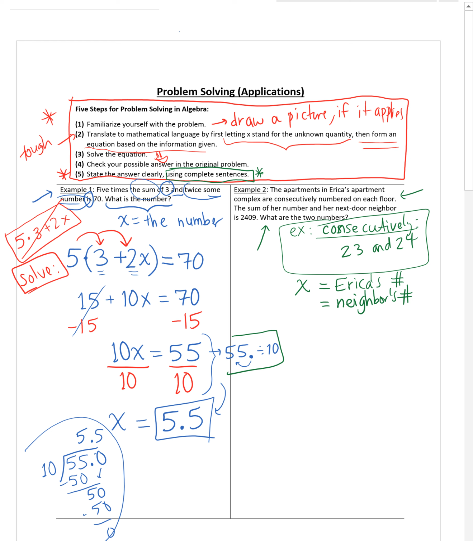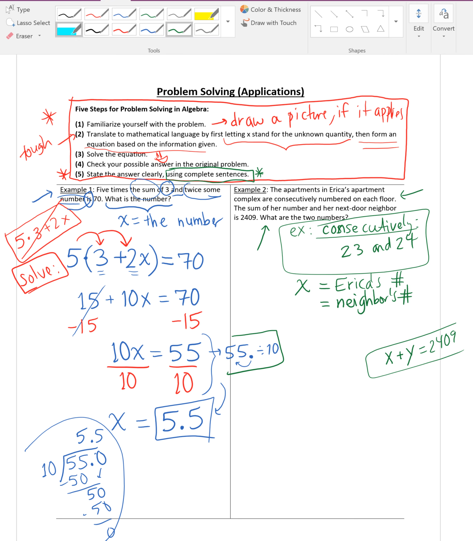Or your favorite variable, whatever you want. Maybe E for Erica, whatever. Okay, if Erica's number is x, what's her neighbor's number? At this point, I would not want to introduce a new variable. If I called the neighbor's number y, that wouldn't really help, because the equation we're going to get is the sum of her number and the neighbor's number is 2409. But how am I going to solve this equation when there's two variables? I can't solve an equation with two variables.